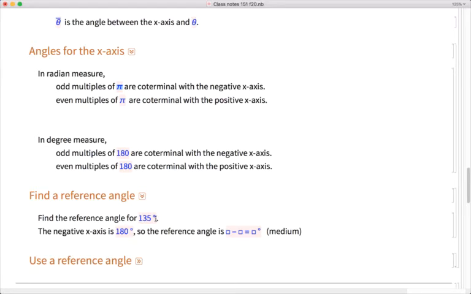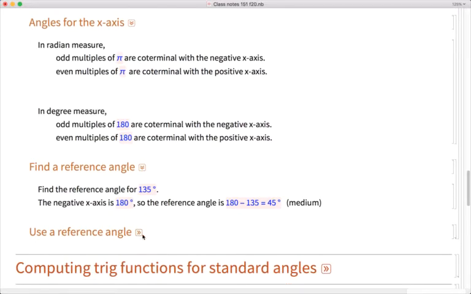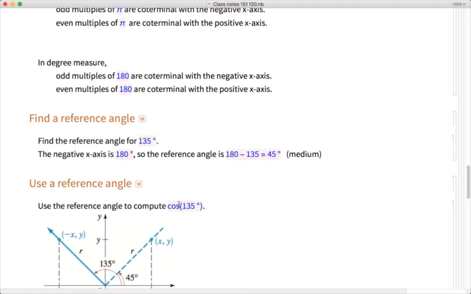Okay, so with that in mind, let's find a reference angle. Find the reference angle for 135 degrees. Okay, so 135, we need to measure to the x-axis. The negative x-axis is at 180, and that's the closest x-axis we can get to, the negative side. So 180 minus 135 is 45. That's the reference angle for 135.